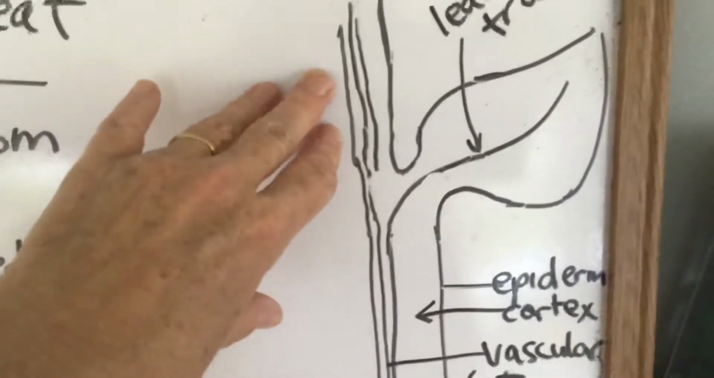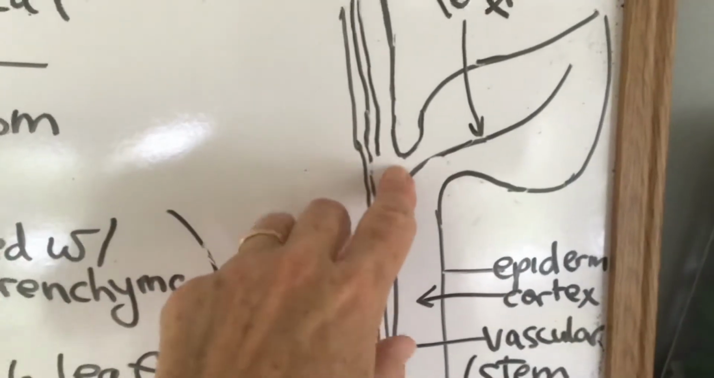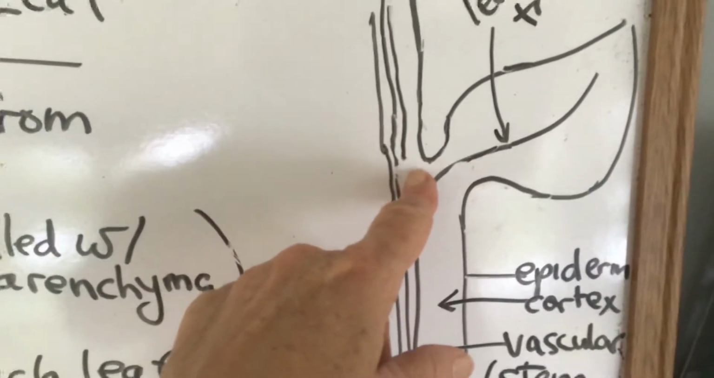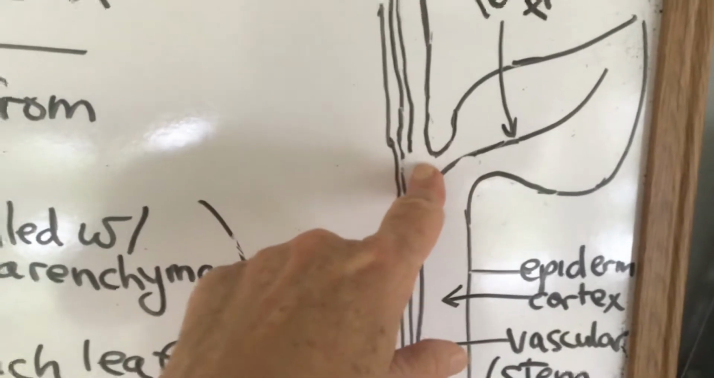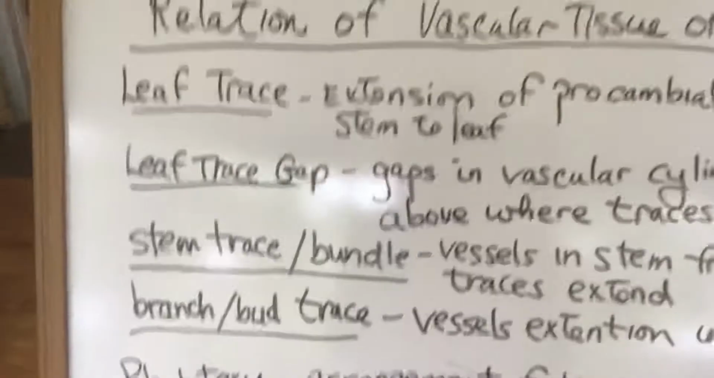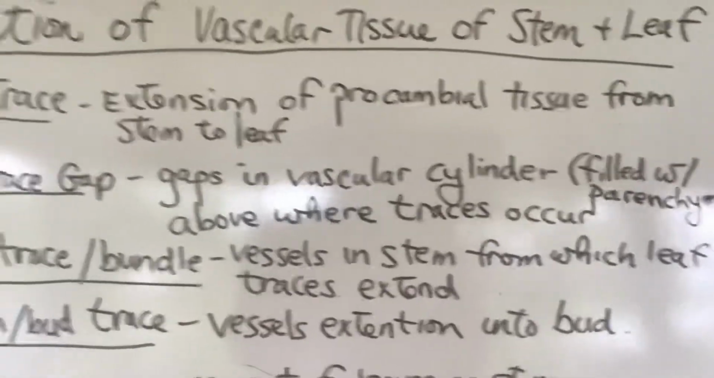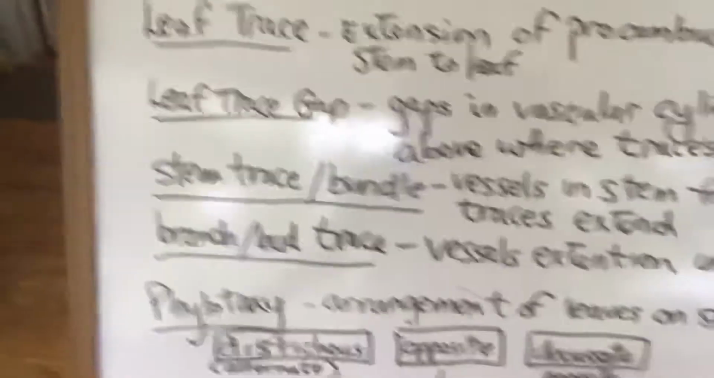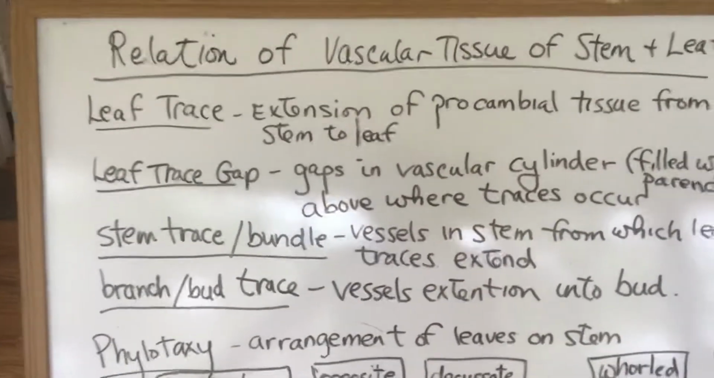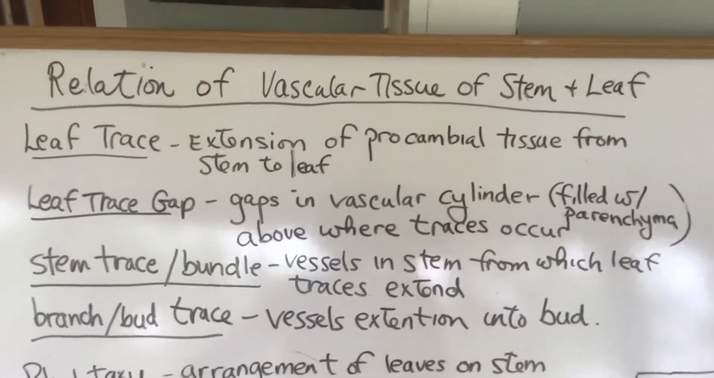And so you'll end up having continuous tissue above and below, but right here there will be a gap in the tissue, and that will be filled with ground tissue or parenchyma cells. And that's called the leaf trace gap. The stem trace bundle is the group that is within the stem itself. And then there is a branch or bud trace, and this would be the vascular tissue that extends into the bud.